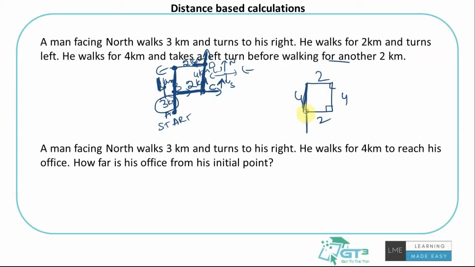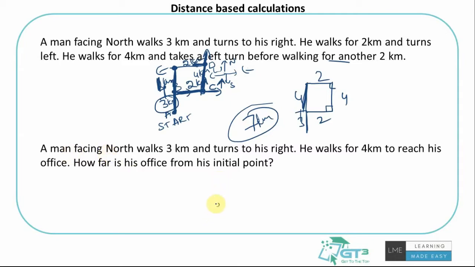So I know this part is 4 and I know this is already 3. So he would have walked 7 kilometers. The distance between the starting point and the ending point is 7 kilometers. This is a simple straight line. Sometimes we might have to use the Pythagoras theorem, triangular distance. I will show this with another example.